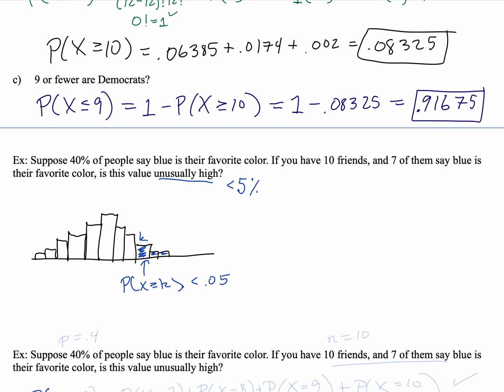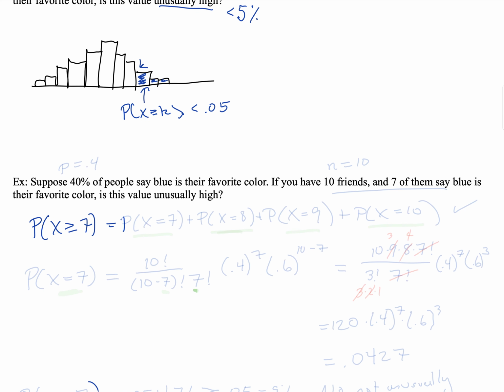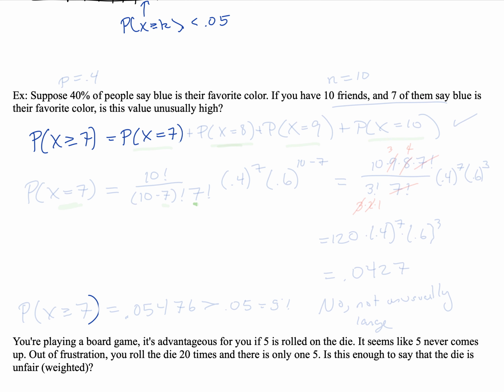So we are looking for the probability that x is greater than or equal to 7, which is going to be equal to the probability that x is equal to 7 plus the probability that x is equal to 8 plus the probability that x equals 9 plus the probability that x equals 10. So that is what we're looking for. Finding these individually, for the probability that x equals 7, our 10 friends is our number of trials, and p equals 0.4 is our probability of success.